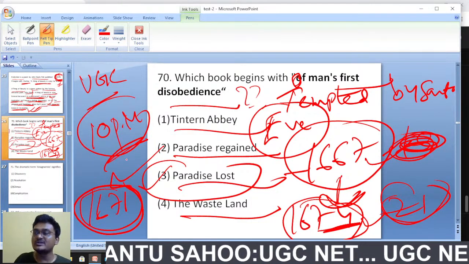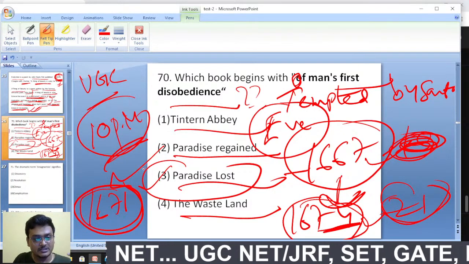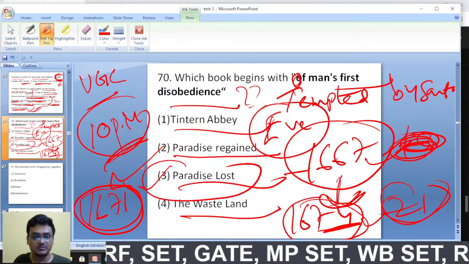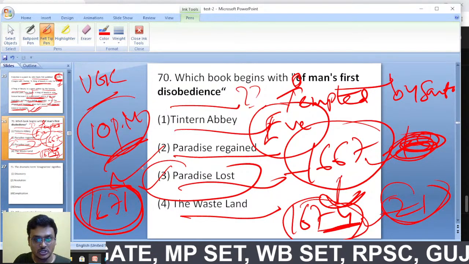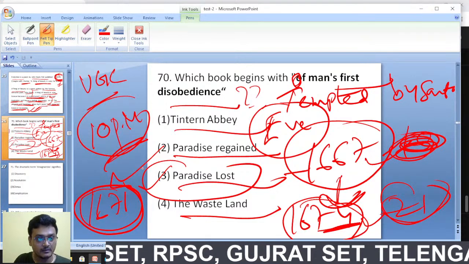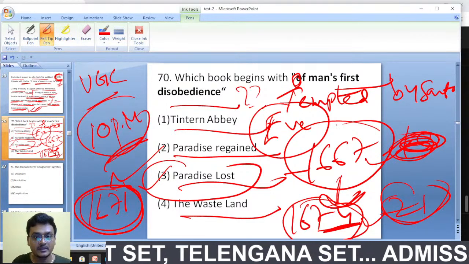Okay, along with probably Samson Agonistes. Paradise Regained was published in 1671 along with Samson Agonistes, probably. Check once. Paradise Lost was published in 1667, second edition in 1674. Paradise Regained in 1671, probably. Okay, check once more.